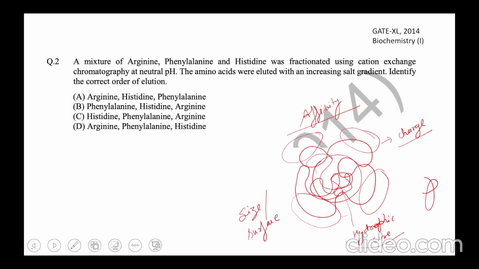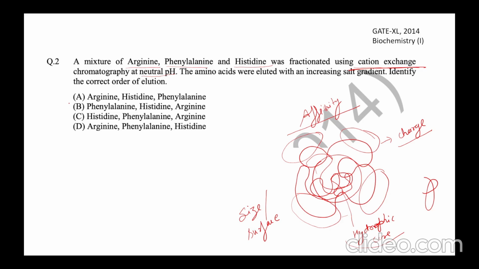Now we'll come to our question, which asks about a mixture of arginine, phenylalanine and histidine fractionated using cation exchange chromatography at neutral pH. The amino acids were eluted with an increasing salt gradient. Identify the correct order of elution. So at neutral pH this has been performed.